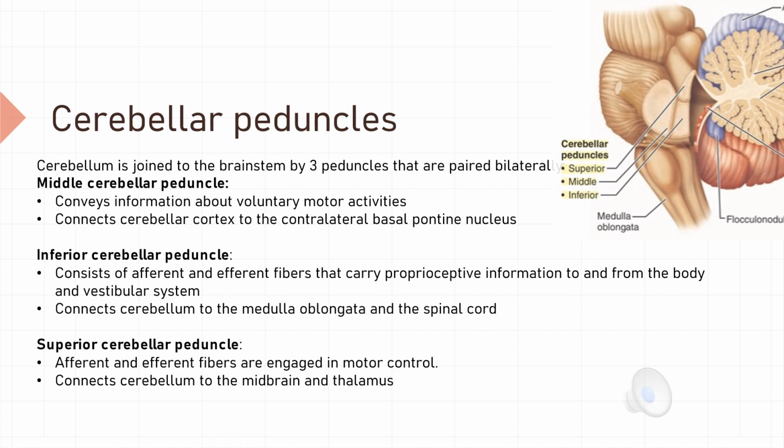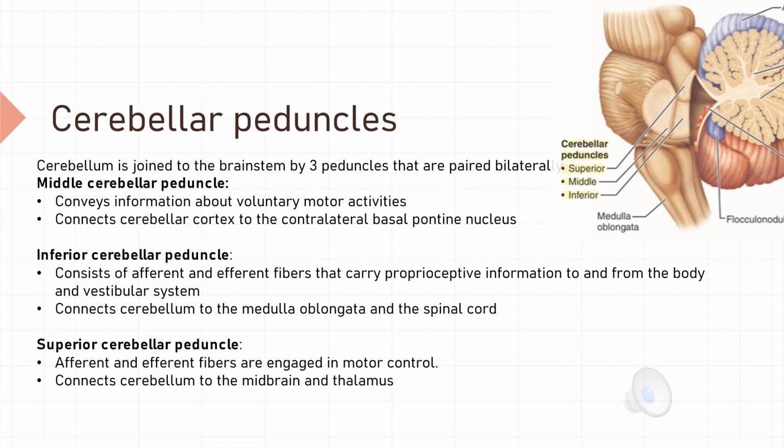Secondly, the inferior cerebellar peduncle. This is the smallest of the three peduncles, and it connects the cerebellum to the medulla oblongata, which is the lowest part of the brainstem. It carries input and output fibers, carrying information about balance, proprioception, and other sensory feedback from the body and the vestibular system.